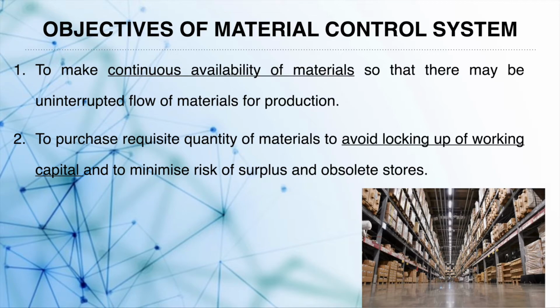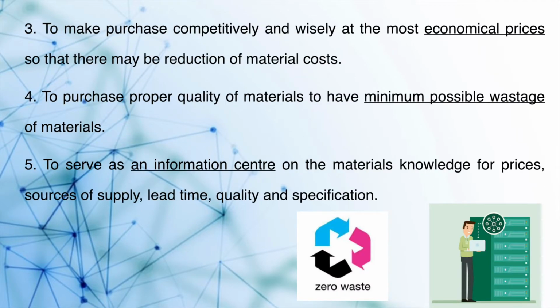So as to what? Minimize the risk of surplus and obsolete stores. It's a natural thing that when we have too much of a material, we tend to waste it. And the other thing is, if we have too much stock, it might even become obsolete. That means it might go out of fashion, or there might be a new substitute raw material available in the market, so whatever we have overstocked becomes obsolete. That means it's no more required for production or business purpose. Got it? So the second importance of a control system is avoiding locking up of working capital.